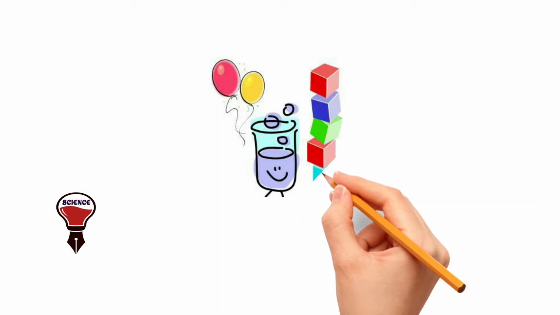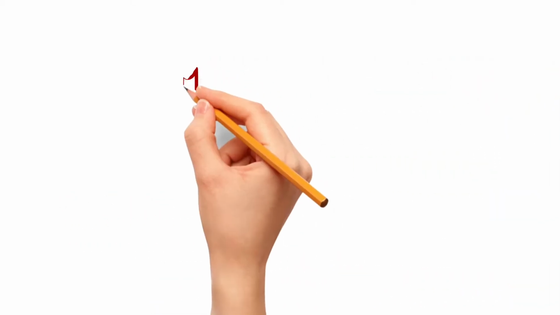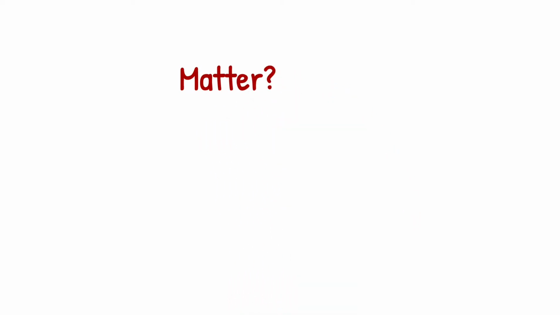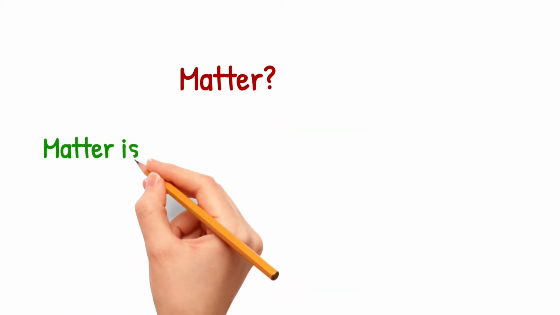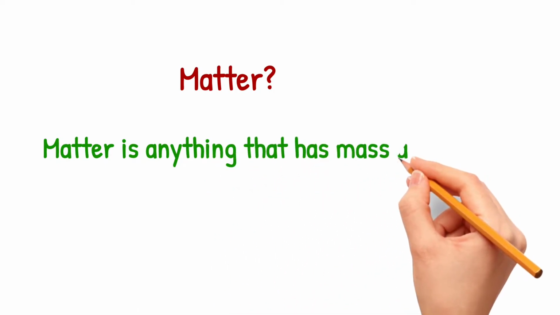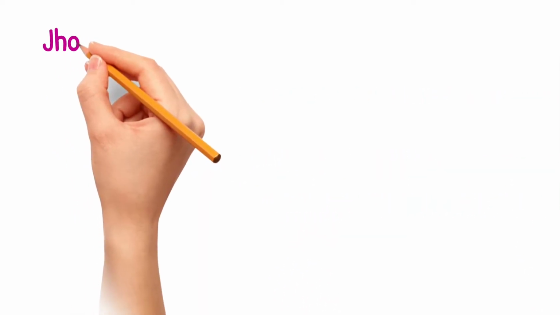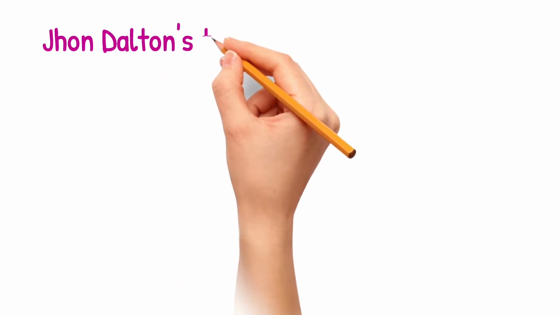Today, in our lesson, we are going to see about the nature of matter. So, what is meant by matter? Matter is anything that has mass and occupies space. Next, we move on to see John Dalton's theory of matter.